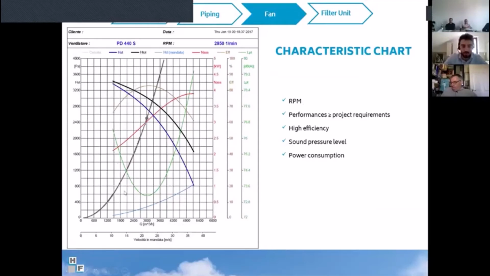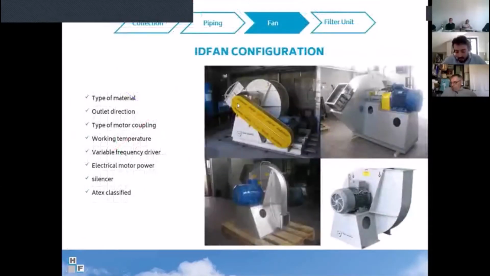We also have to see, in the green line, what the sound pressure level is in this condition. So for example, 73 dBA. And what the power consumption is. The power consumption of the impeller is, in this case, more or less 3.5 kilowatt. This means that we will have to install at least a 4 kilowatt motor. Then we understood that this can be a good fan.